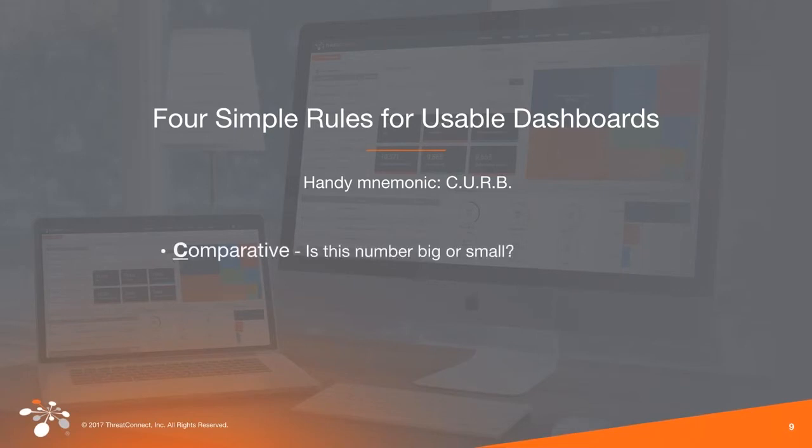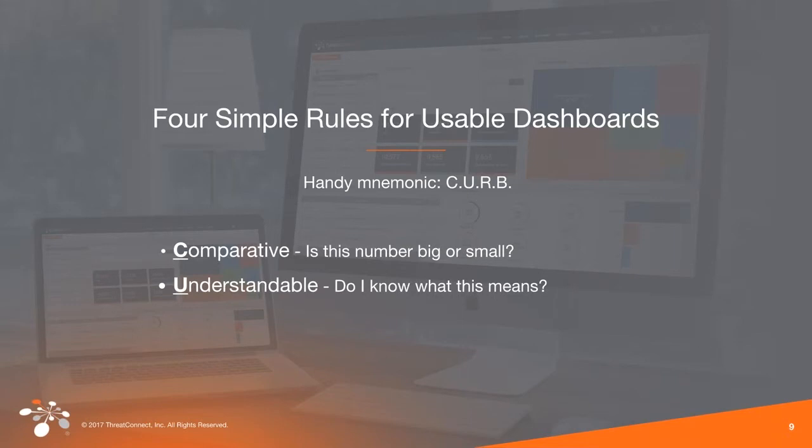So C stands for comparative. Is my dashboard showing me information that is contextualized? So if it says, 10 incidents, is that a lot? Is it a little? And I'll give specific examples of each of these in the next few slides.